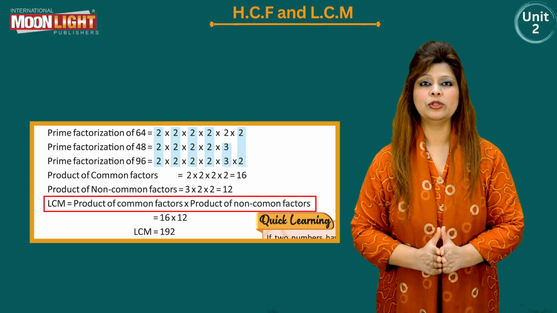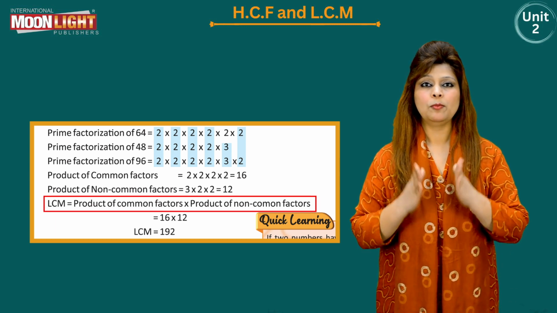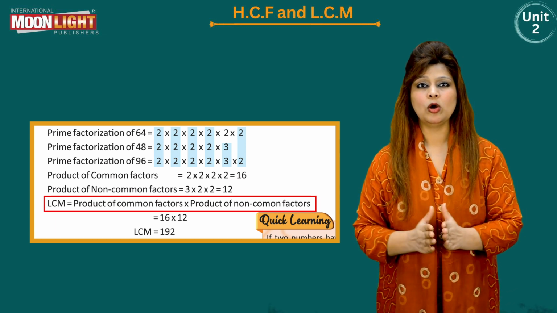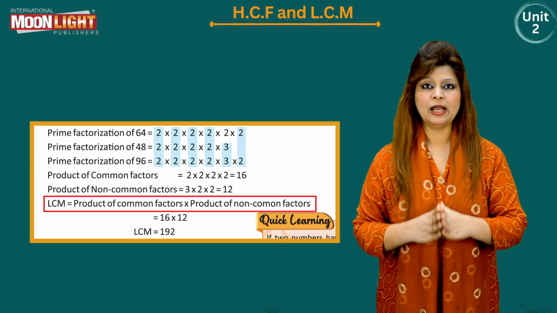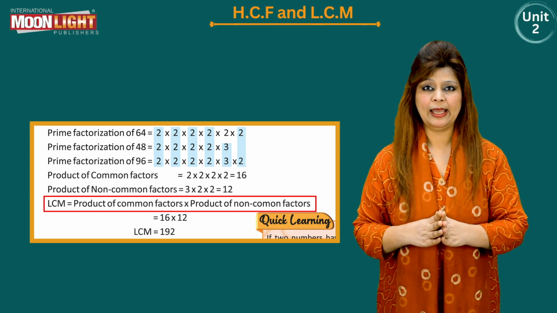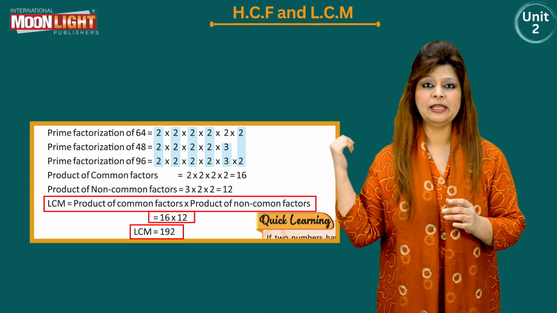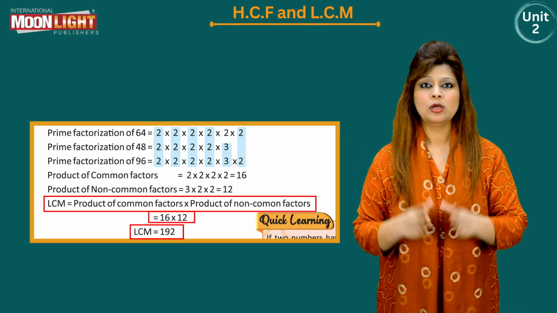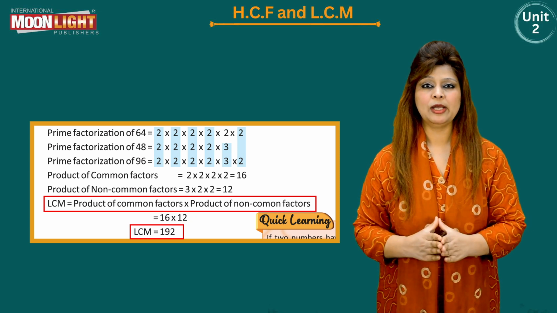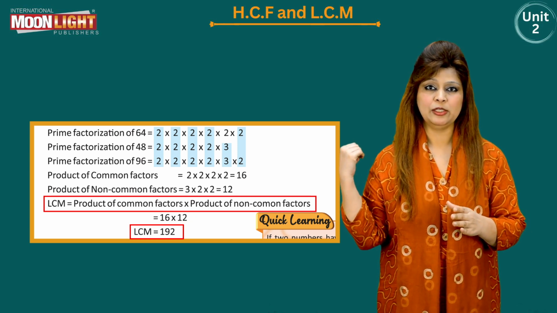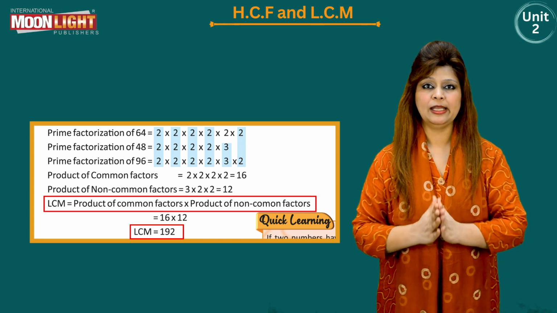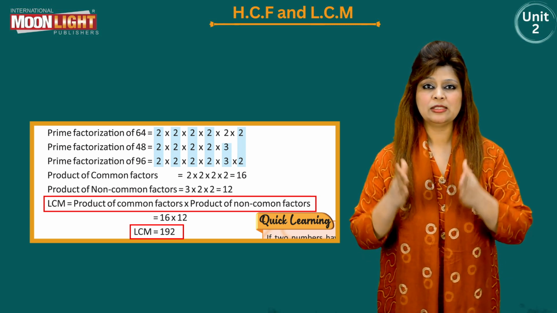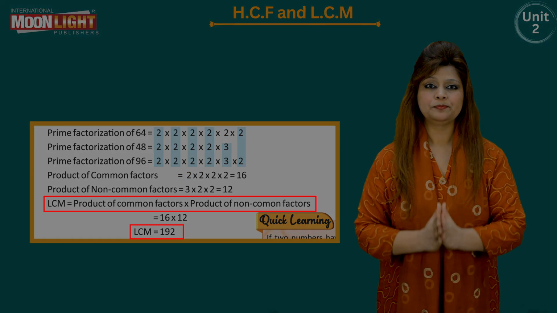As you already know that LCM is equal to the product of common and non-common prime factors. So that is why we are going to write it down as 16 multiplied by 12. So 16 multiplied by 12 is 192. So that is why we got the answer 192. This is the final LCM.